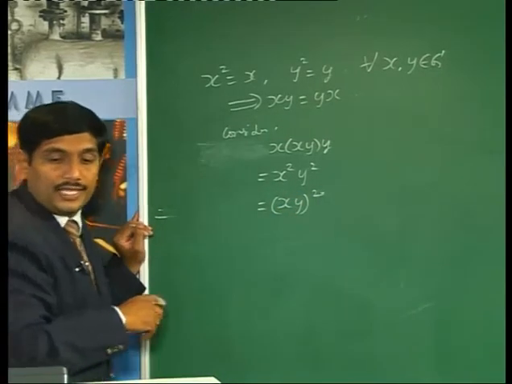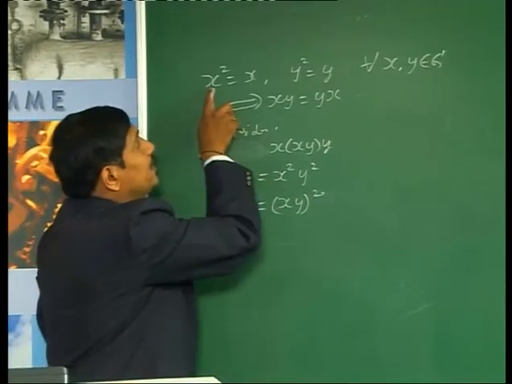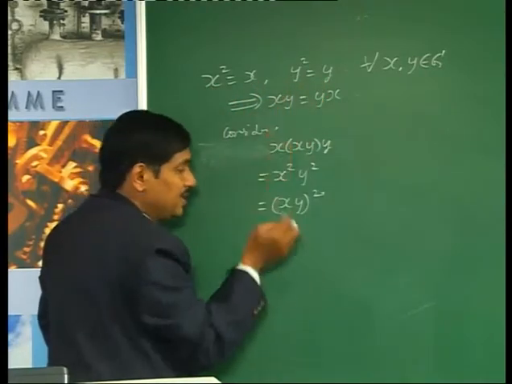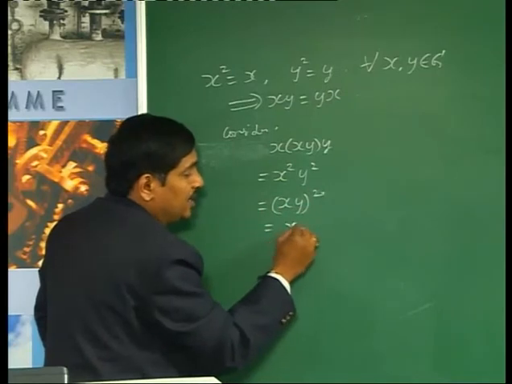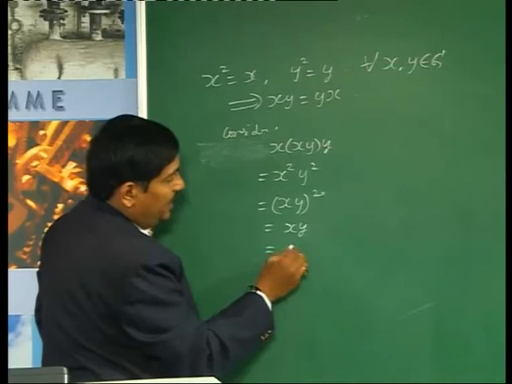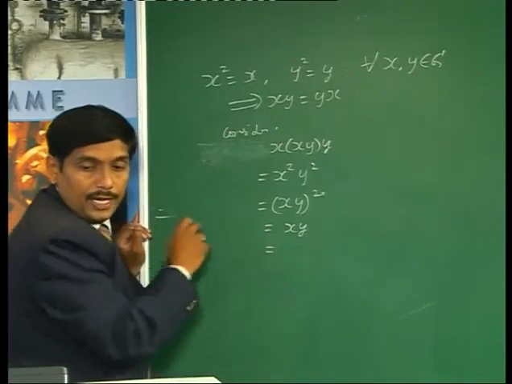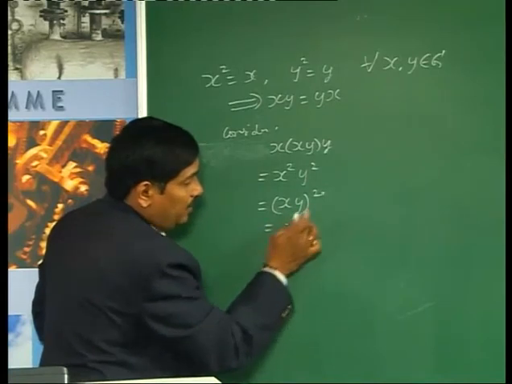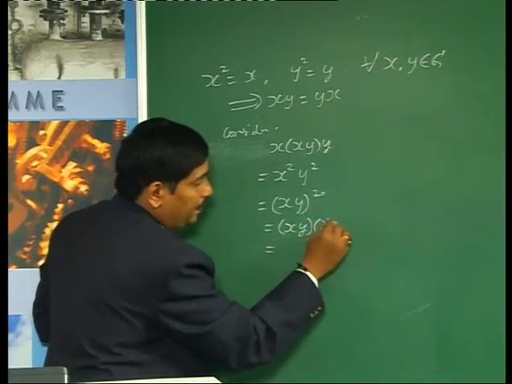(xy)² is the same as x²y²? Here x² is equal to x and y² is equal to y, similarly (xy)² is xy. Then (xy)² can be written as xy into xy.